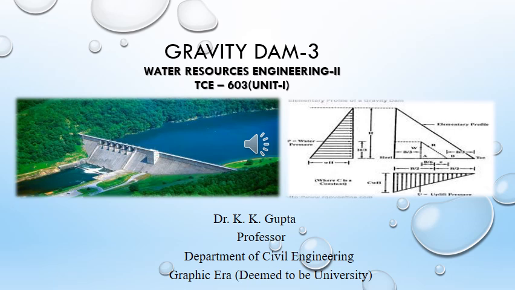Water Resources Engineering 2, Unit 1, Gravity Dam. In a gravity dam, the section is considered to be made up of transverse vertical elements acting as a cantilever, thereby transferring the load to the foundation. Thus, the foundation should consist of strong and durable rock. A gravity dam can be built up to any height, provided a sound foundation is available.